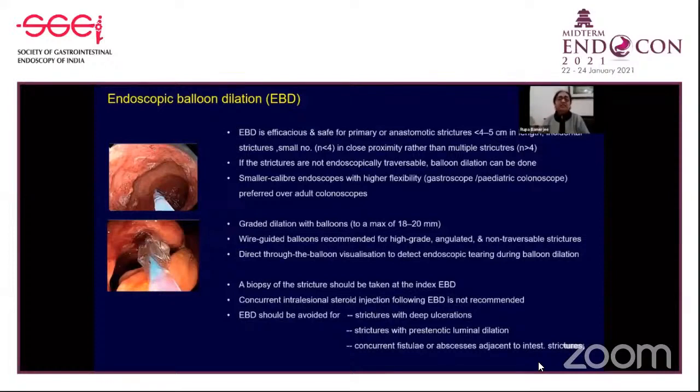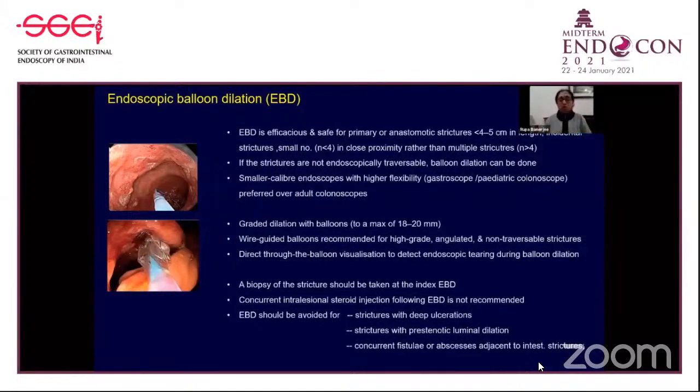Small caliber endoscopes with higher flexibility are often preferred because that gives a good grip. Graded balloon dilatation is done to a maximum of 18 to 20 millimeters. Wire-guided balloons are recommended for high-grade, angulated or non-traversible strictures.